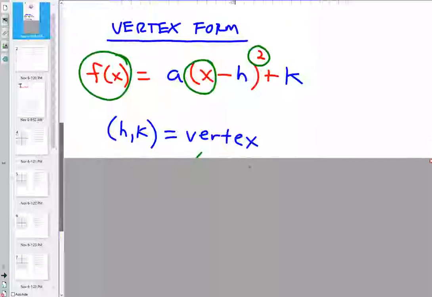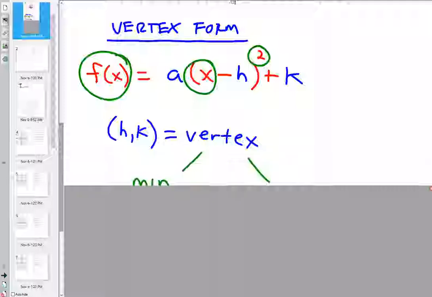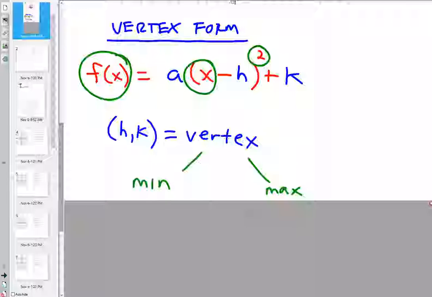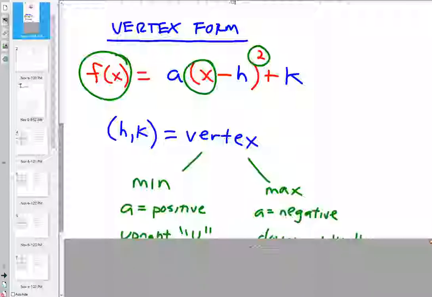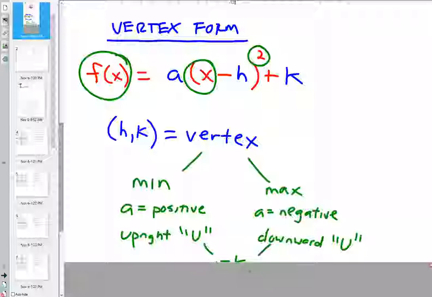If you don't see a parentheses, H is 0. So let's talk about some aspects of the vertex. A lot of these we already know. I'm used to teaching this first and then standard form second. A vertex can either be referred to as a min or a max. When is a vertex referred to as a min? When the parabola is facing up, which is when A would be positive. When is a vertex referred to as a max? When it's facing down, so A is negative.